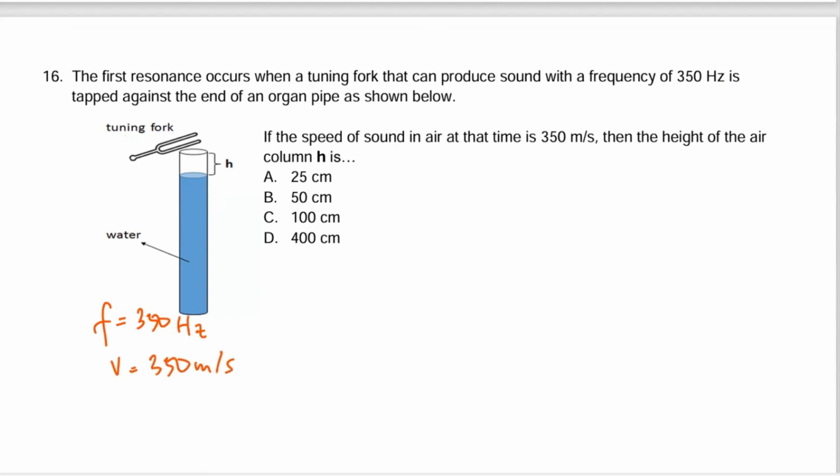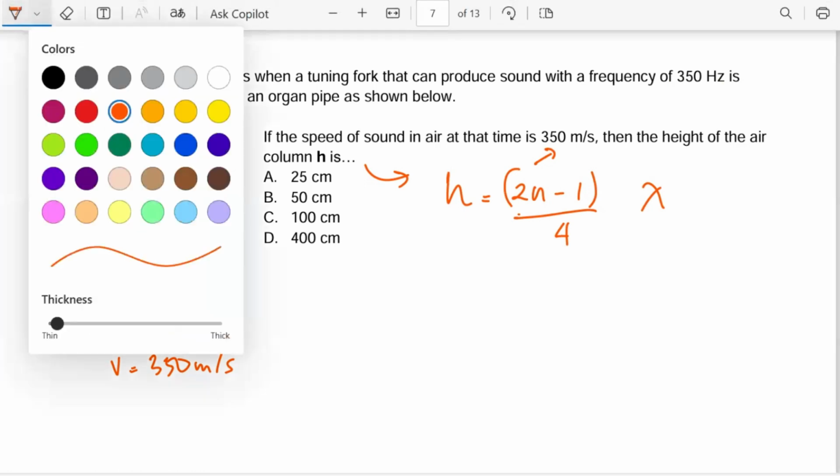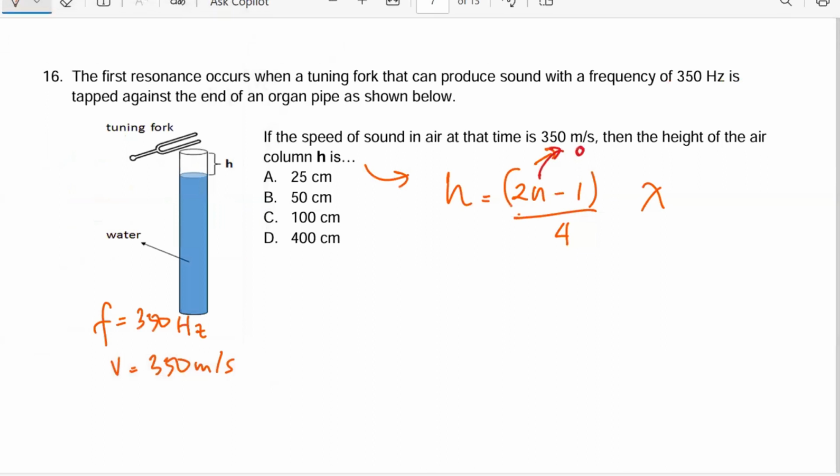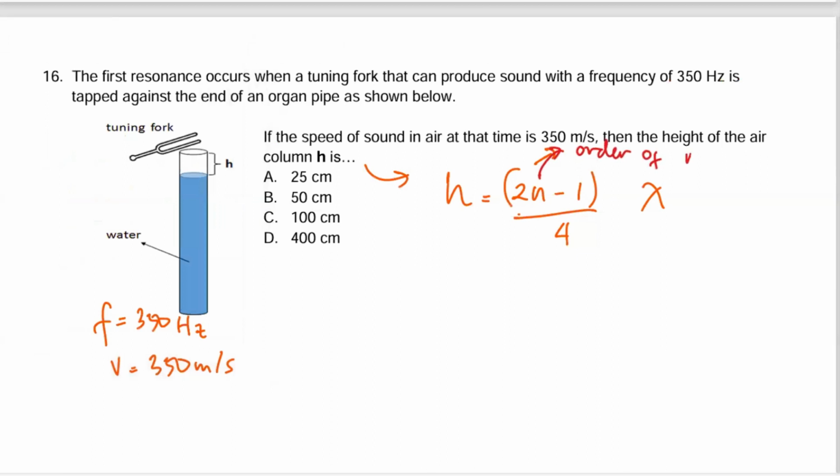So from this question, we know that the frequency is 350 Hertz, and then the speed is 350 meter per second. So to get the h, we need the information of lambda, or the wavelength, because h is actually counted as 2n minus 1 over 4 times lambda. So n is actually the order of resonance. So start from 1, 2, and so on.